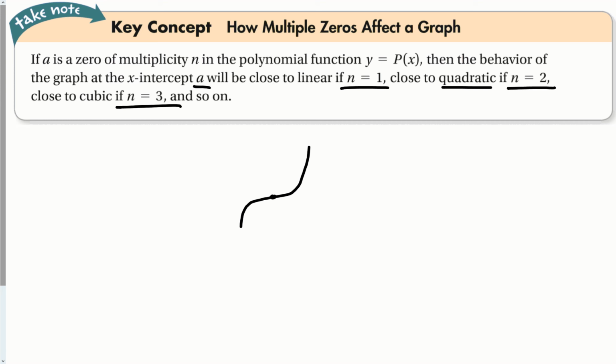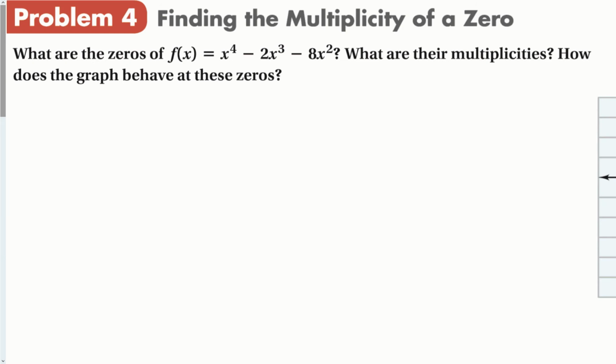Then take it from here. 4 times would look like a quartic, 5 times would look like a quintic, but it is very hard without a graphing calculator to distinguish between a quadratic and a quartic and a 6-degree polynomial. So we're going to stick with 1, 2, and 3, because those are very, very different. Here's kind of what they're going to look like.